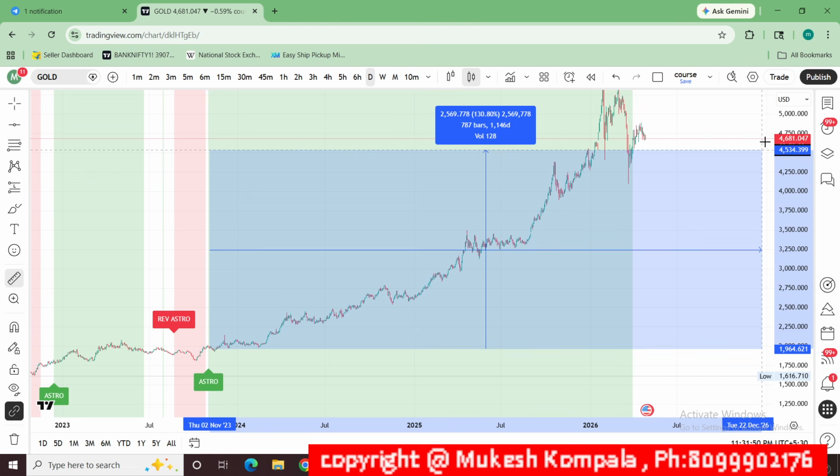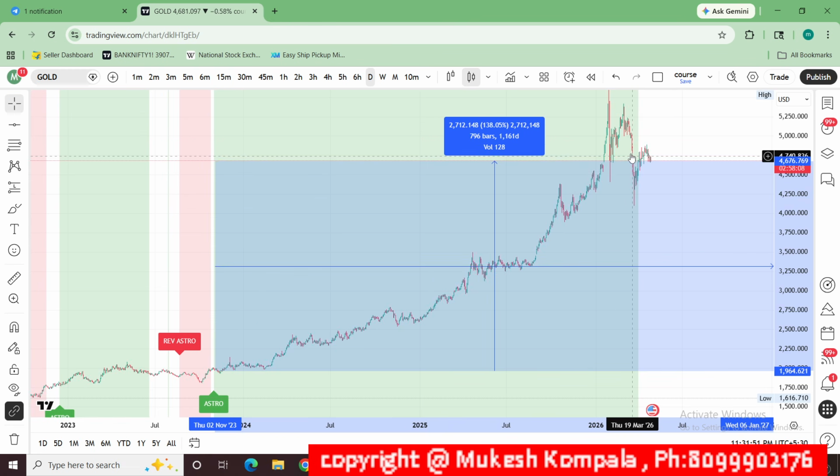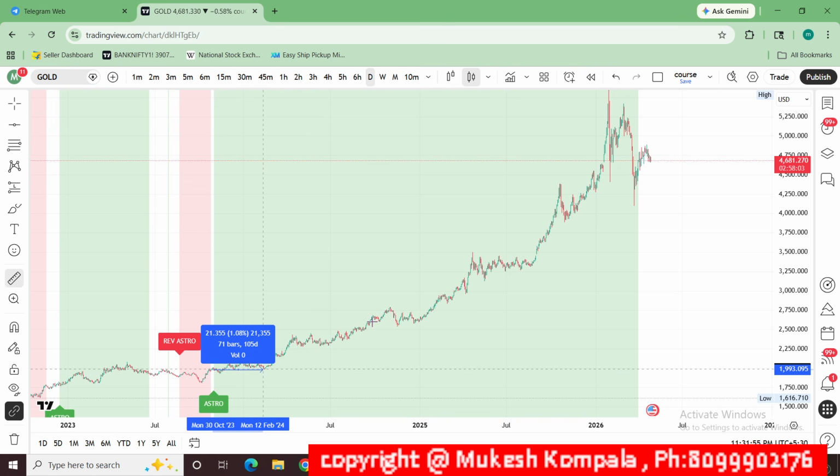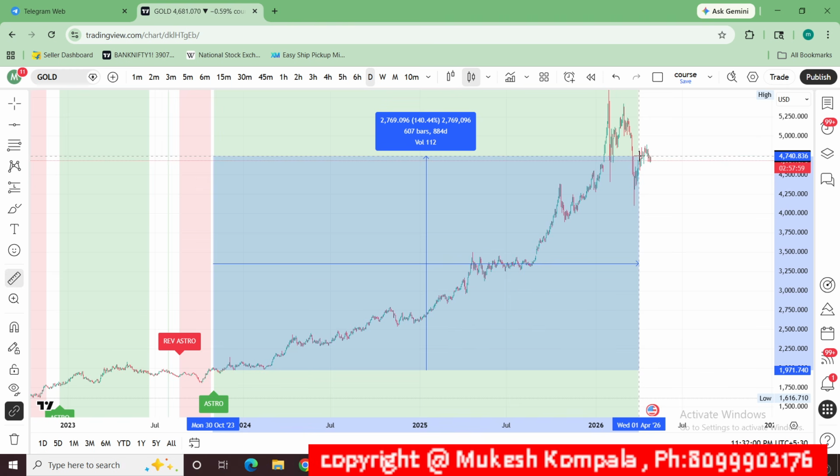This one, to exit the position is this: 2769 points in the span of 884 days. And 884 days is approximately 2 years, or 2.25 years. And you have seen the percentage will be 140%.